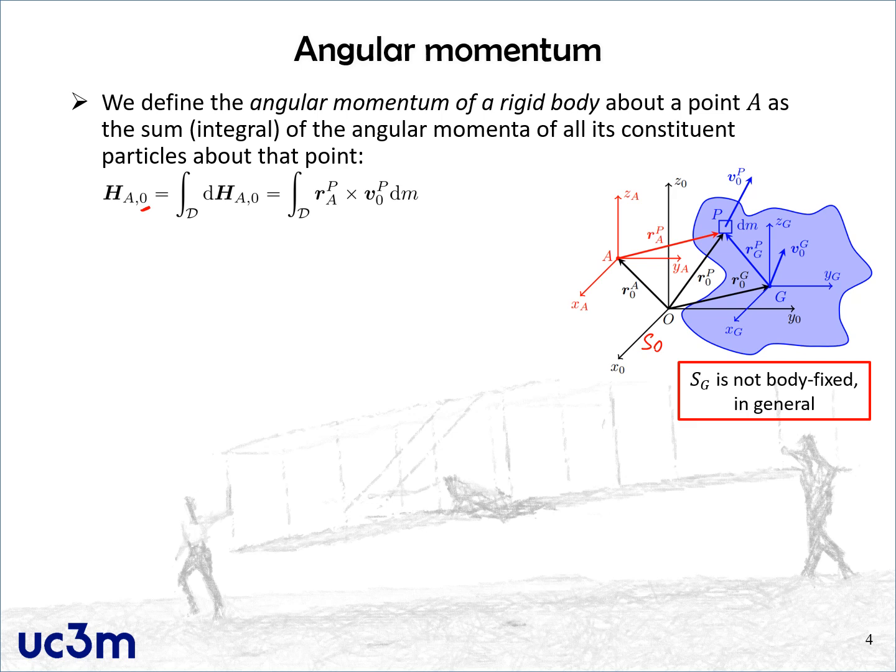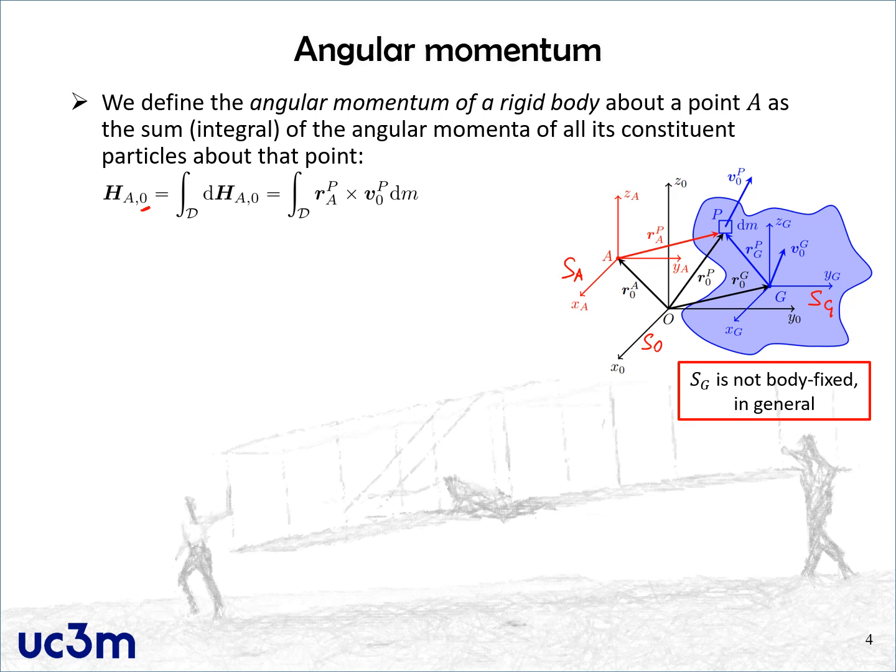Apart from that, we are going to define two other reference frames. We have a reference frame SA, which is just an auxiliary reference frame with the same vector basis as S0 that has the origin at point A, where point A is the reference point about which we are computing angular momenta. And then we will also have a reference frame SG, which again is a parallel reference frame to S0. It has the same vector basis, but the origin of this reference frame is located at G, the center of mass of the body.